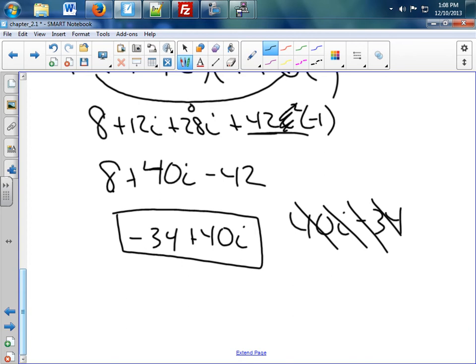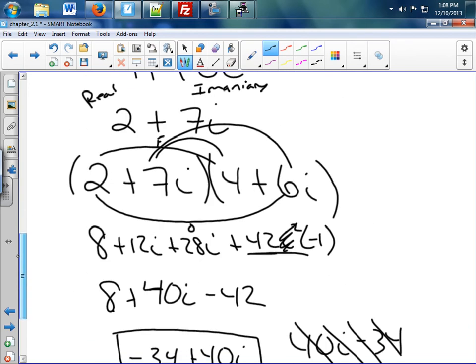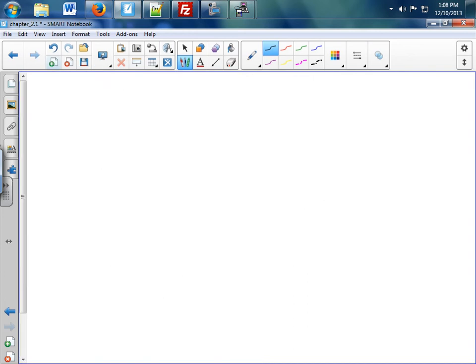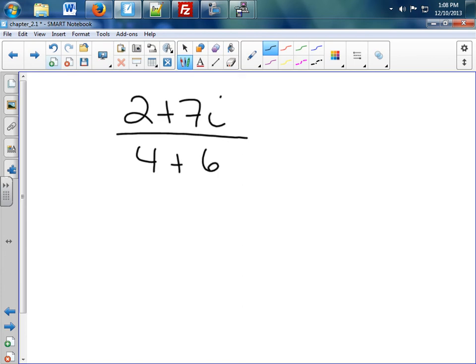So adding's cool. Subtracting's real easy. Multiply, you just FOIL. The dividing one is tough. Oh, we have to do that. 2 plus 7i. Let's see if I can remember that. 2 plus 7i over 4 plus 6i.